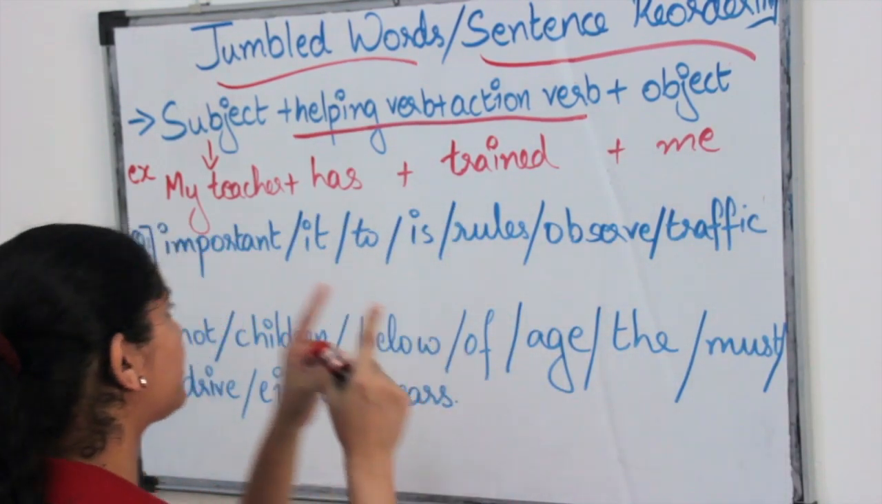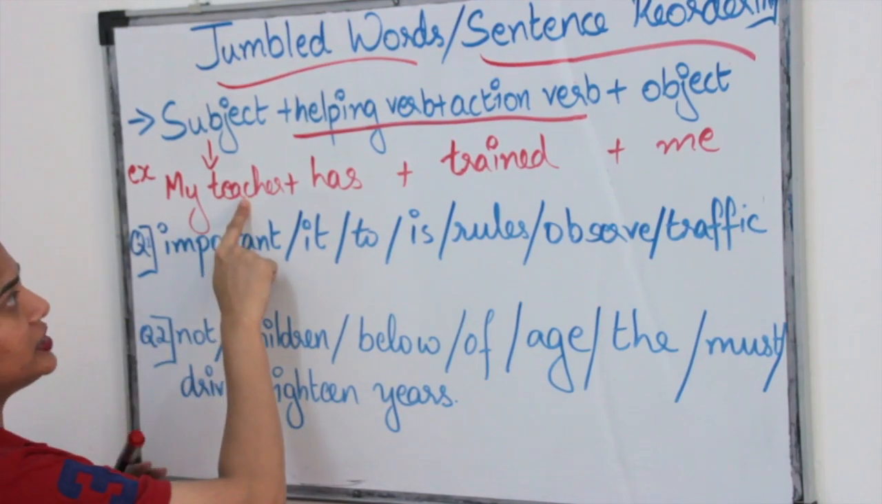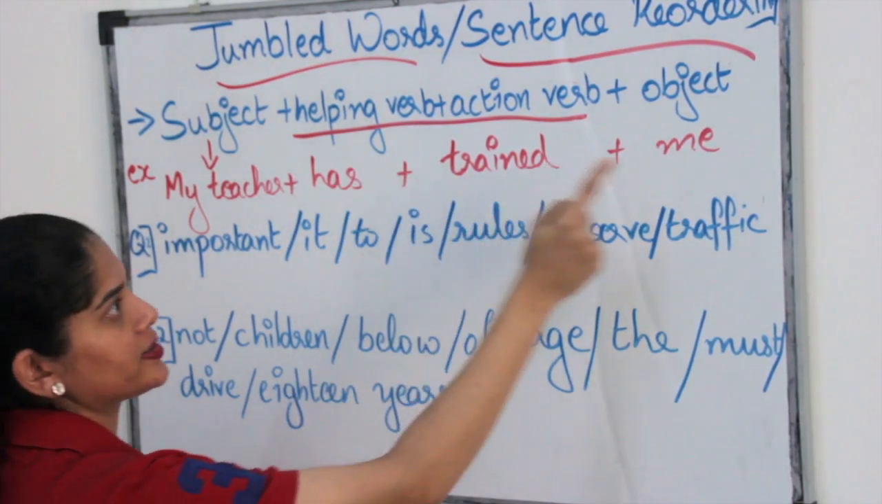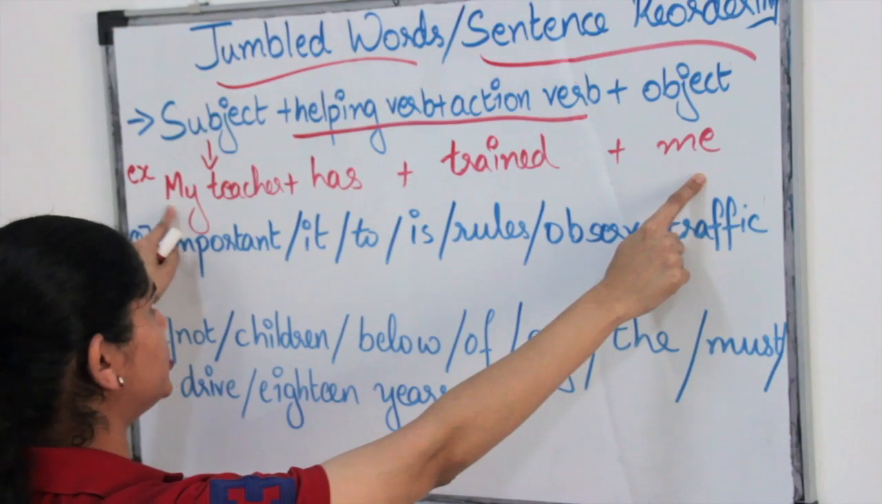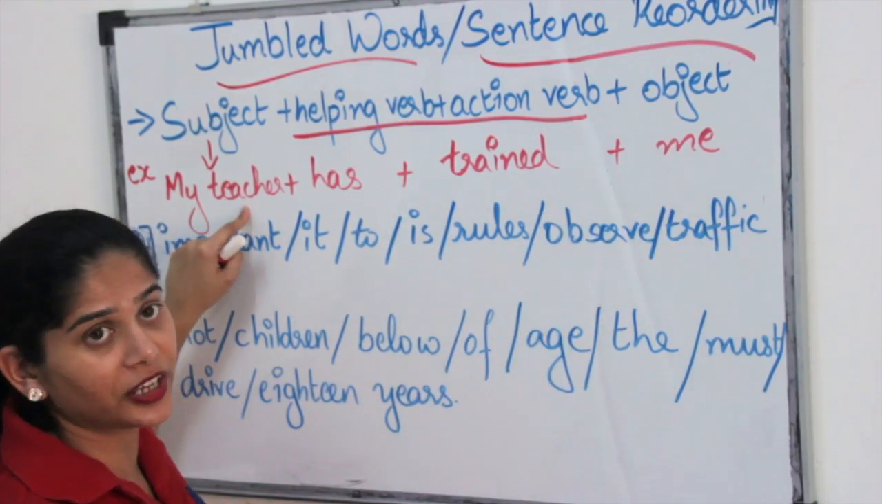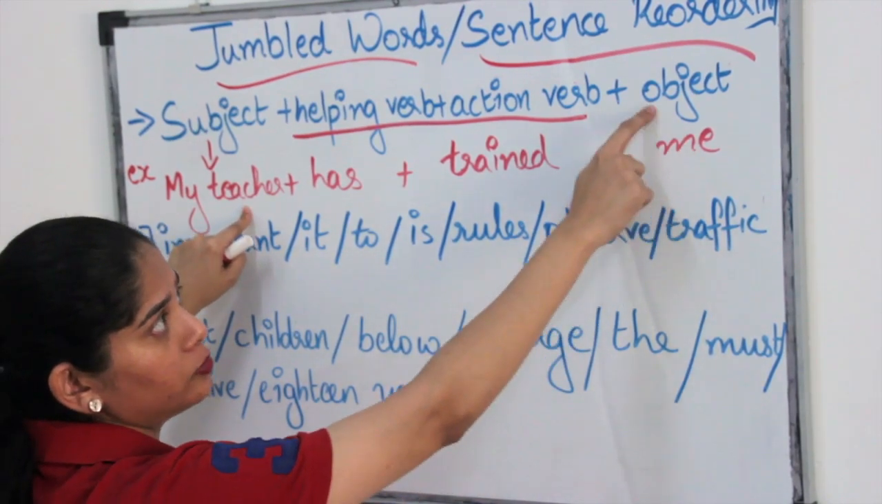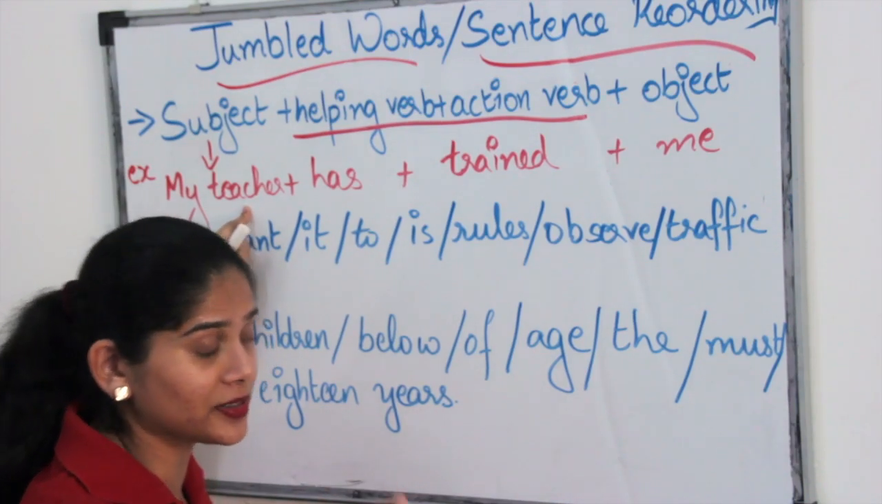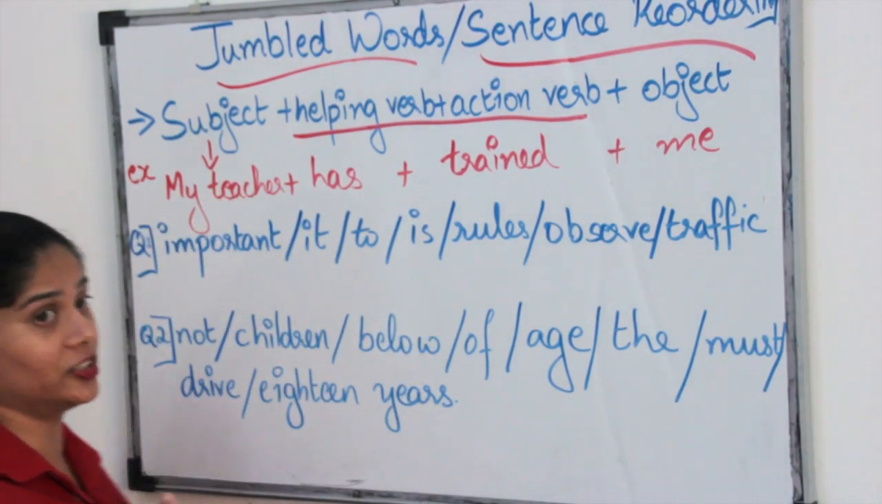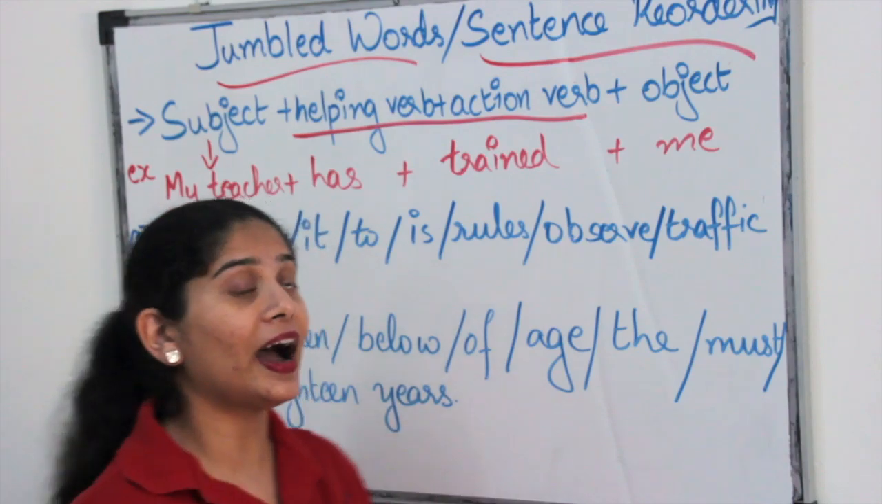Now I'll give an example over here. My teacher has trained me. See, my teacher. Okay, who has trained me? Me is the object. Who trained? That's the important person, so that's the subject. My teacher. Okay, my teacher has trained me.